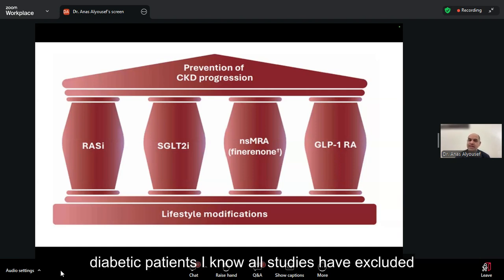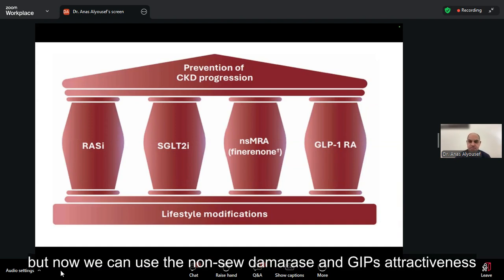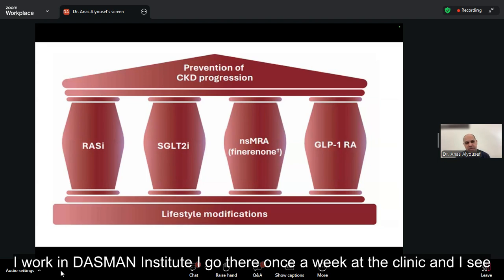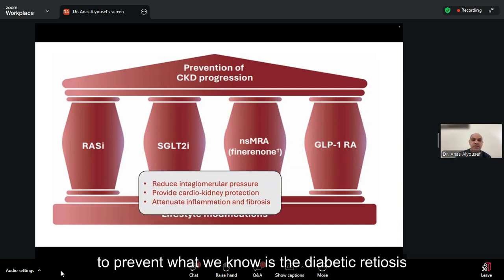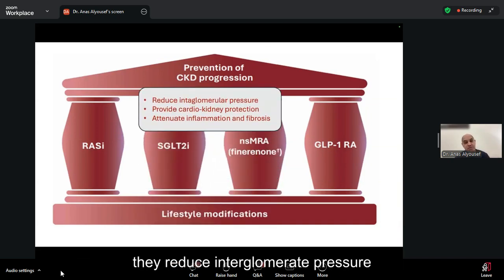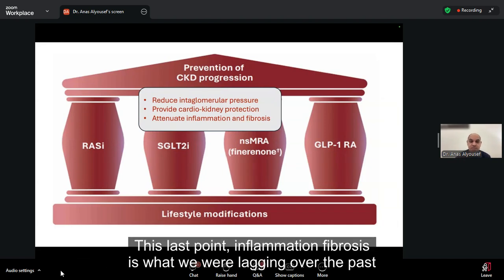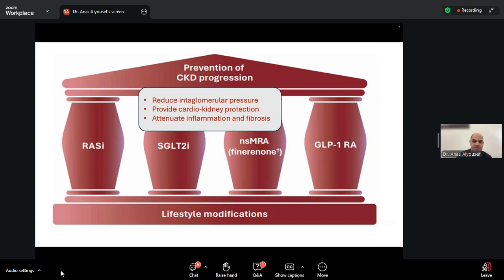For type 1 diabetic patients, I know all studies have excluded the SGLT2 inhibitors, but now we can use the non-steroidal MRAs and GLP receptor agonists. I work in Dasman Institute. I go there once a week in the clinic, and I see type 1 patients on SGLT2 inhibitors. Of course, they are on close follow-up to prevent diabetic ketoacidosis. So these 4 pillars reduce intraglomerular pressure, provide cardiac and kidney protection, and attenuate inflammation and fibrosis. And this last point, inflammation and fibrosis, is what we were lagging on over the past few years.